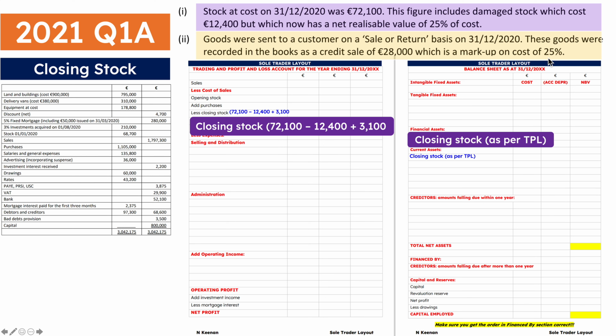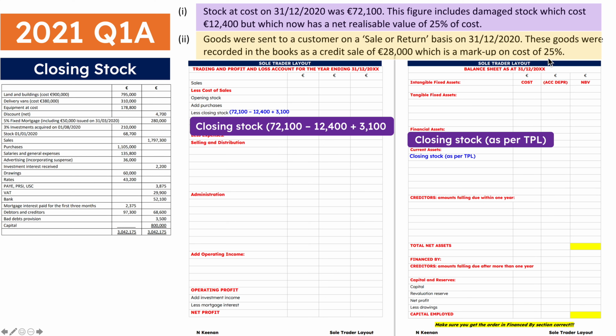So we will add the cost price back to the closing stock, which is 22,400, and we will take the selling price, 28,000, away from sales and away from debtors figure. So that's the 2021 question 1A.